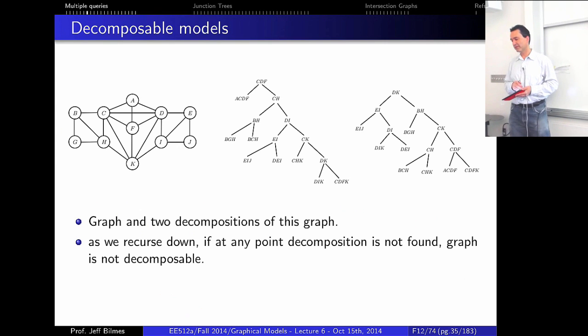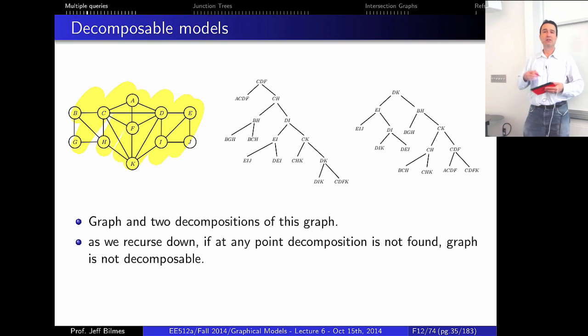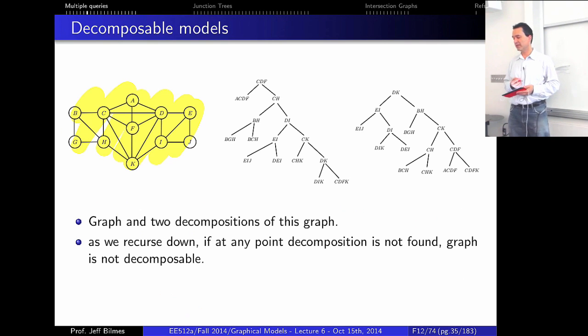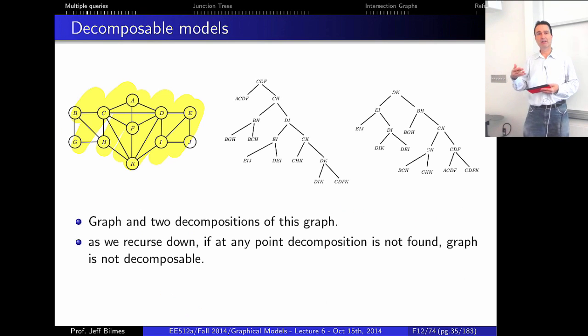So here's an example of a graph on the left, and there are two complete recursive decompositions showing that this graph is decomposable. First of all, this means there can be multiple ways of decomposing a model, but each case essentially produces a tree. If we recurse down and it's ever the case that we get stuck, that we reach one of the subgraphs on the left or right side that is not decomposable, then the model's not decomposable. Okay.